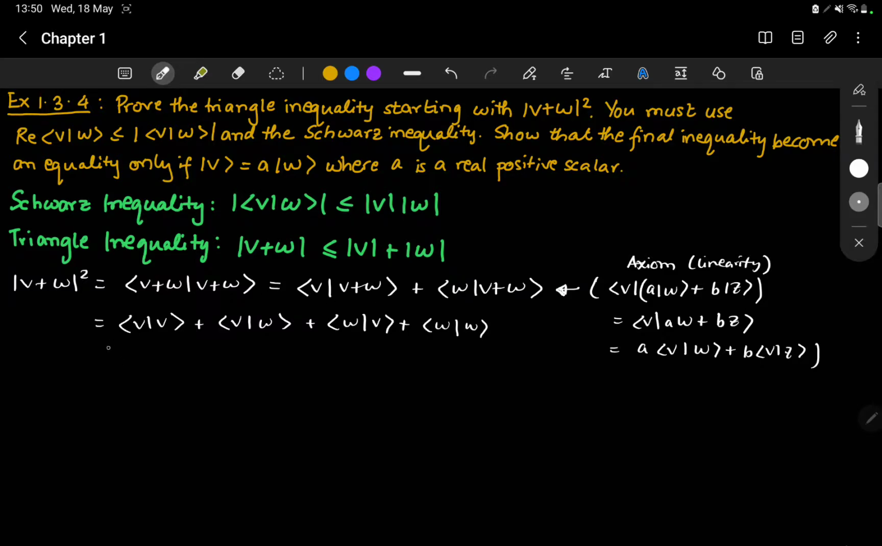So let us proceed. This first term out here is nothing but mod of v squared. Then we have the inner product of v and w. And this last term is again mod of w squared. So let us rearrange a few terms.